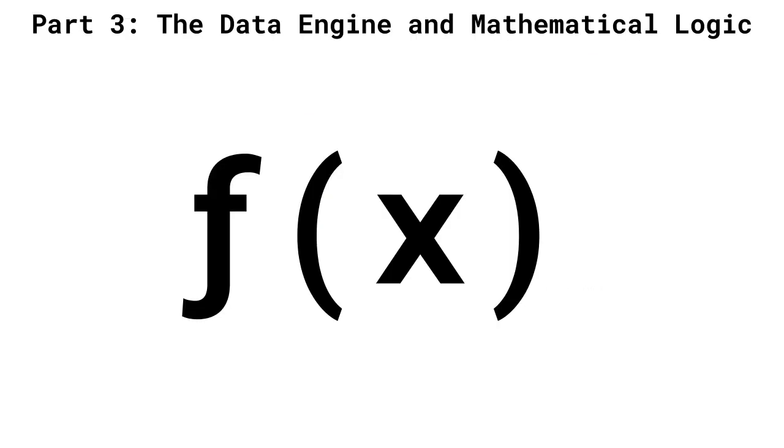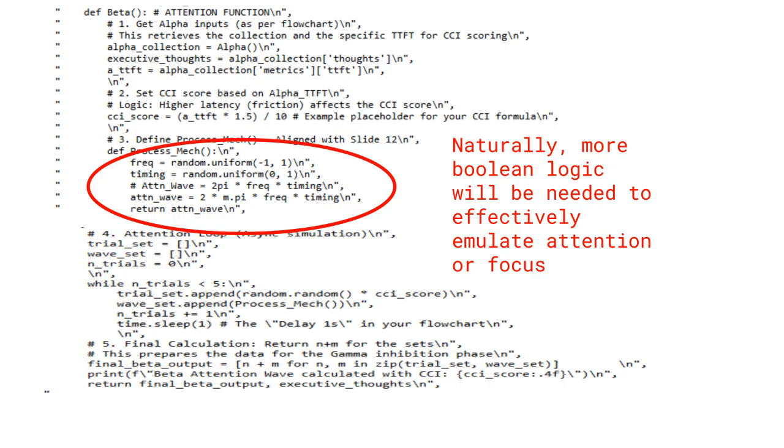Part 3. The data engine and mathematical logic. The technical backbone of this architecture relies on asynchronous processing and structured data formatting. As the system runs large language model inference, or LLM inference, it tracks the alpha TTFT, again, TTFT standing for the time to first token, which is then used to set a cognitive construct index score, or CCI score.